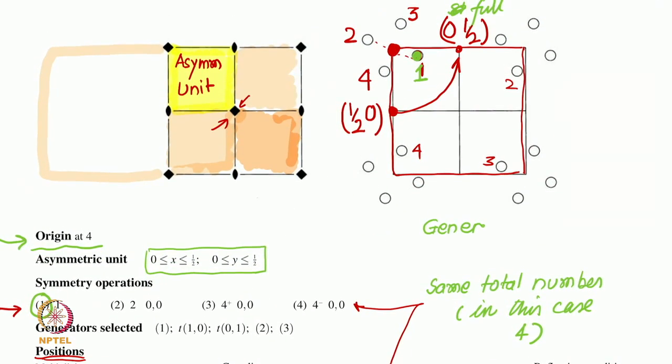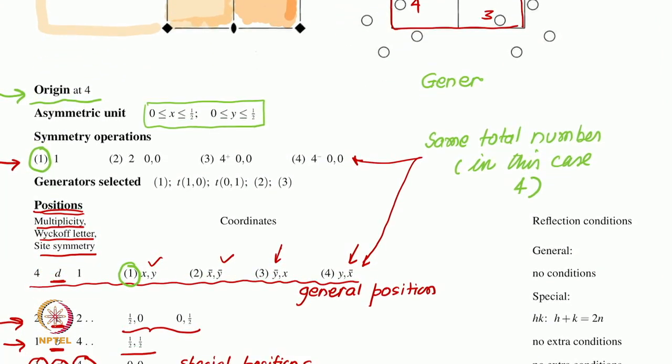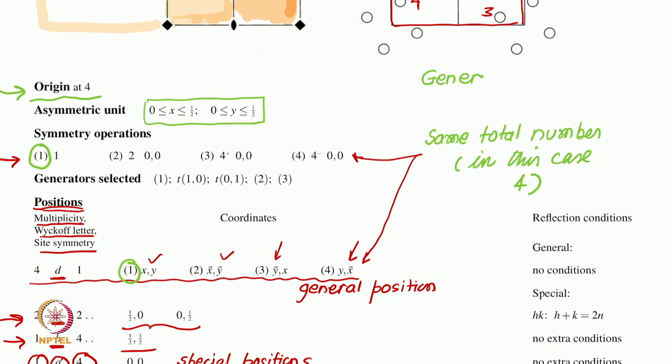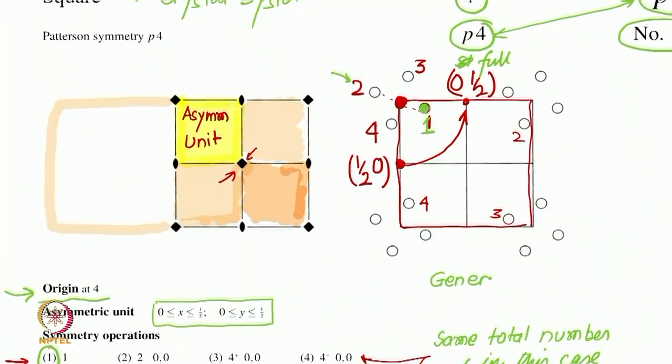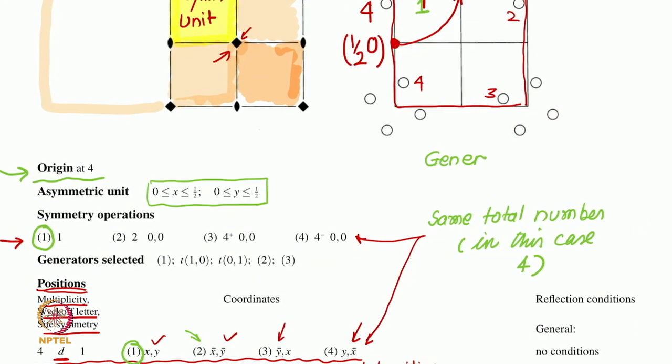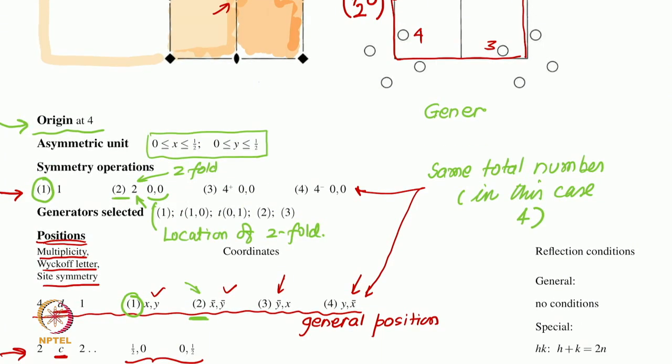2 is x bar, y bar, that is this point. What symmetry operation will take you from 1 to 2? What symmetry operation will take you from xy to x bar, y bar? Twofold. So that's what is given here, that the second point is generated by a twofold. This 2 is twofold. And where is the twofold located? This is the location. So that's 2.